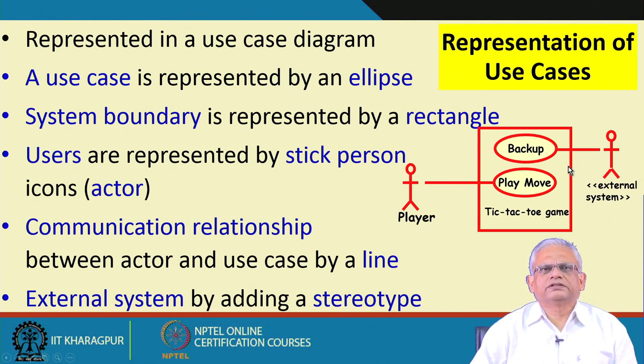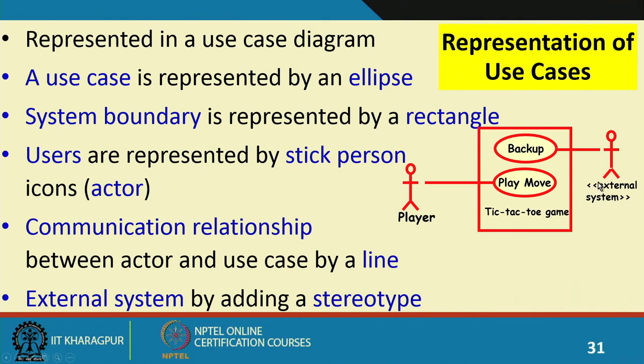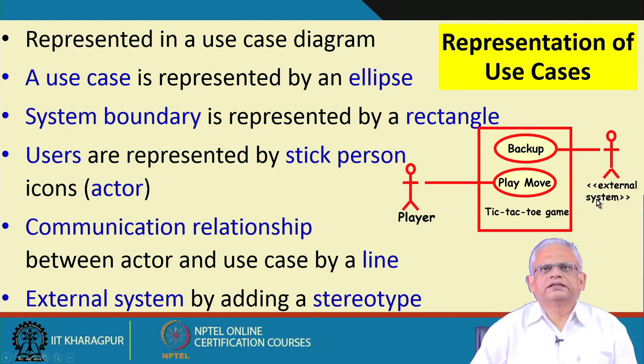To simplify a language, we need to minimize the number of symbols that are supported by the system. So, we use the same symbol as an actor, the external system is also an actor, but we write below it within this symbol, which is called a guillemet, external system. So, the actor is stereotyped, or we give an attribute of the actor saying that it is an external system.